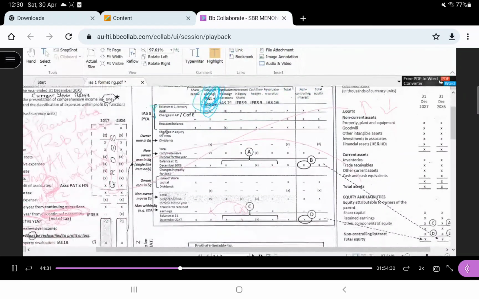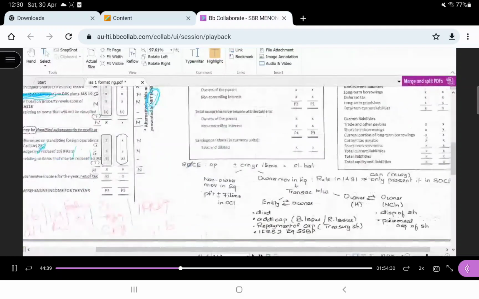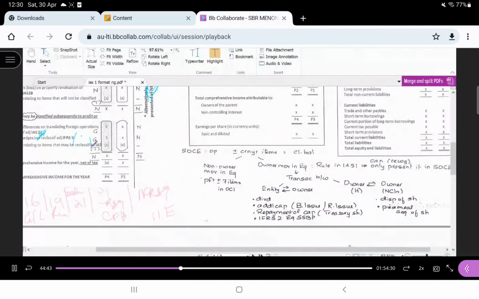And Manan, this statement brings together two things. I explained this last week. Owner and non-owner movement. So what is owner movement? Remember this rule. If there are transactions between entity and owner, like dividend, raising of capital, repayment of capital, share-based payments, or owner to owner, that means I'm a parent. Say I have 80% as subsidiary, means NCI is 20. But I sell off 10%. What will happen? From 80, mine will reduce to 70. NCI will go up 20 to 30.